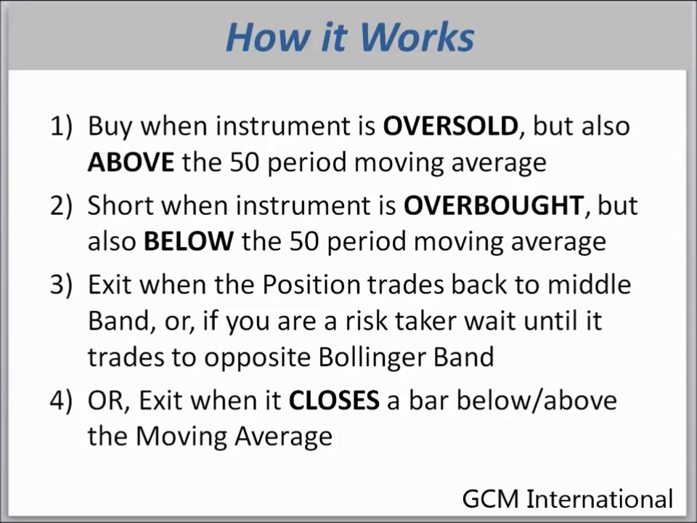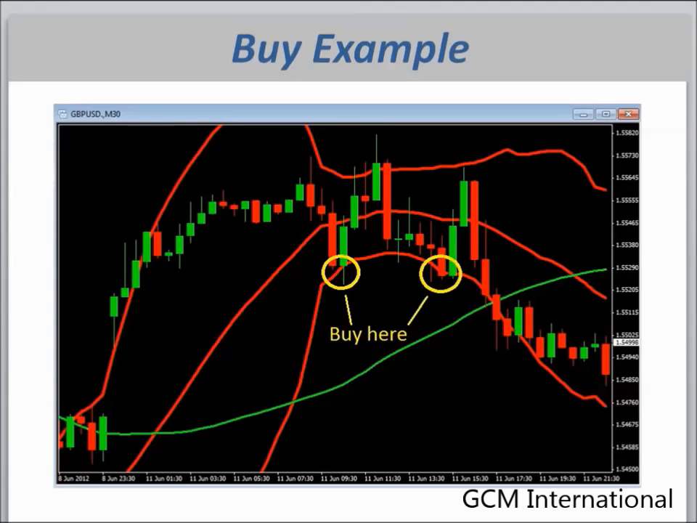Similarly, we're going to be shorting when an instrument is overbought, but it's also below the 50-period moving average. Okay, so we're going to be buying when something's oversold, and we're going to be shorting when things are overbought, but as long as the momentum's there. Okay, now we have our exit strategies. Well, we'll get to that in a second.